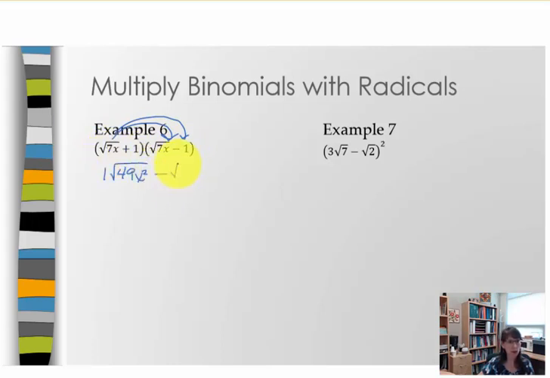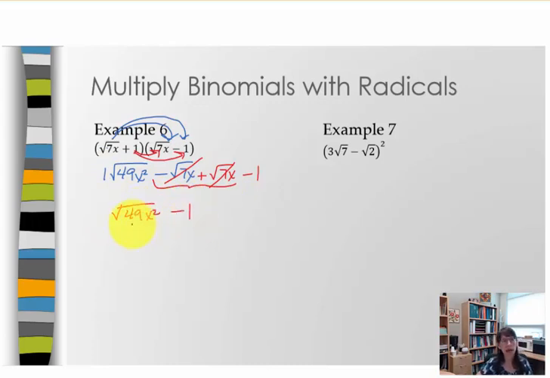So that's minus square root of 7x. Next, we'll distribute positive 1 to each term. So here we would have positive square root of 7x, and 1 times -1 is -1. Look what happens here in the middle. We end up with opposite terms, therefore they cancel. And we're left with square root of 49x squared minus 1.